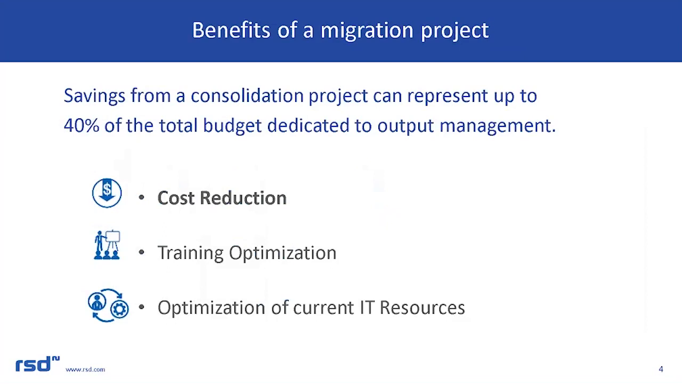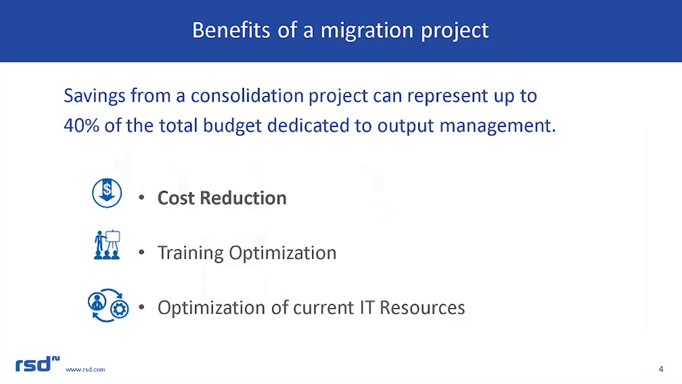This slide shows the benefits of a migration project. You will find that the switch between using the term migration and consolidation happens often. The migration is the actual effort that results in the consolidation in the environment. I'm going to try and use that term when it's most appropriate in context. You actually see both used on this slide. We have observed that the savings from consolidation can represent up to 40% of the total budget dedicated to output management. The three main contributors to these savings are shown.